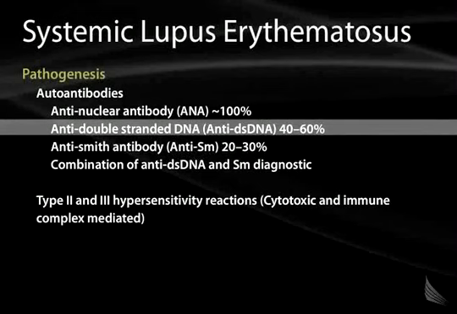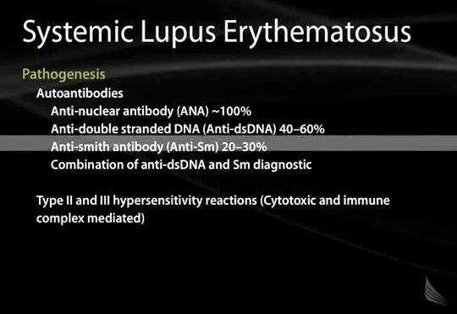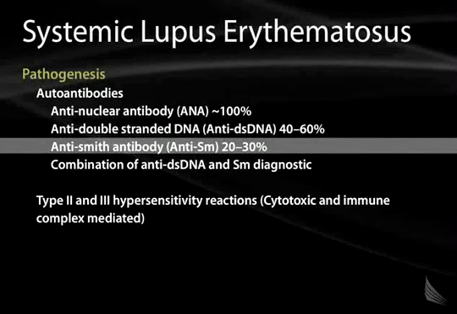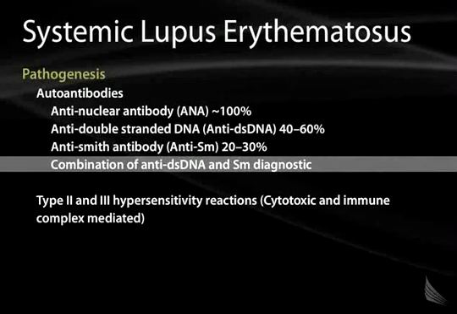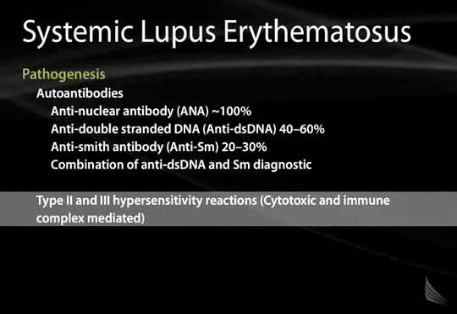Anti-double-stranded DNA is present in 40 to 60% of patients with systemic lupus erythematosus, and the anti-Smith antibody, or anti-SM, is 20 to 30% present in patients with lupus. So the combination of these autoantibodies put together, ANA, anti-double-stranded DNA, and anti-Smith, are considered diagnostic of systemic lupus erythematosus. SLE consists of type 2 and 3 hypersensitivity reactions, so the destruction of cells and the pathology that ensues are both cytotoxic and immune complex mediated.